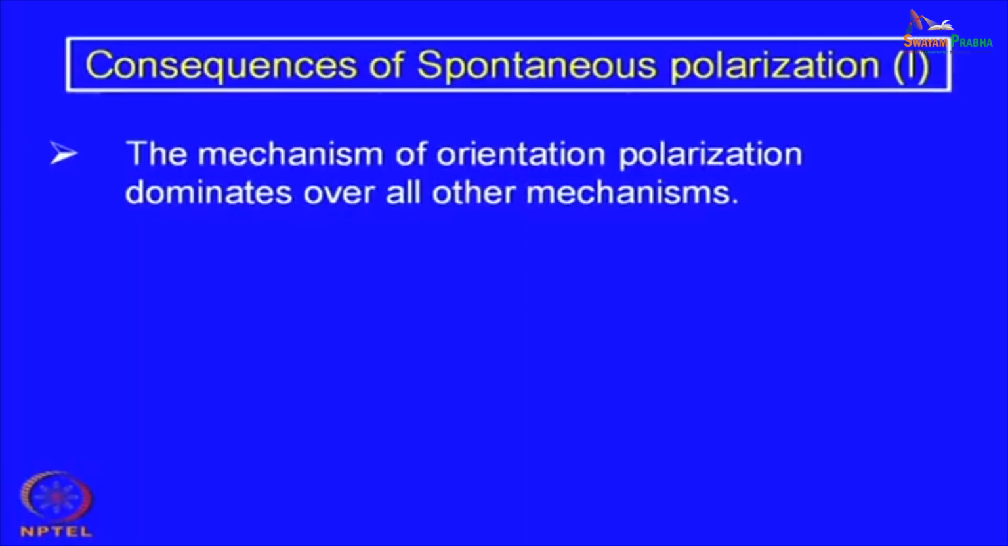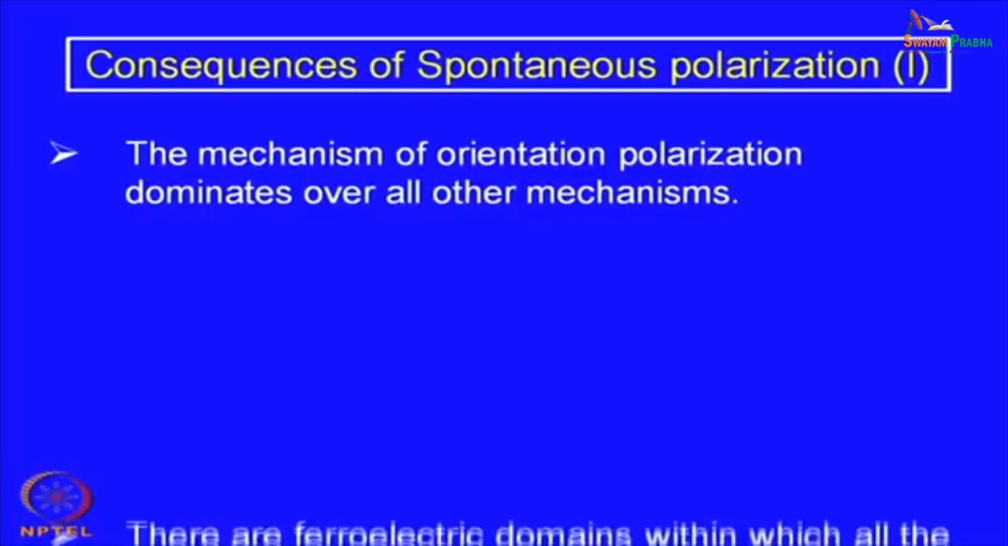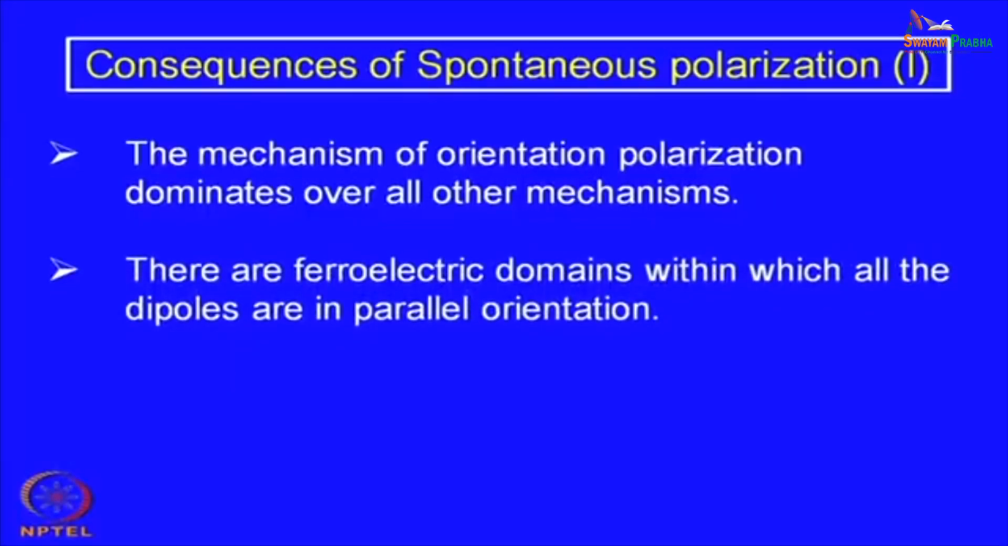Since we have a spontaneous polarization, permanent dipole moments are already there because of the lattice distortion. Out of the 4 different mechanisms of polarization, it is the orientation polarization that dominates here. It was mentioned in an earlier class that ferroelectric ceramics are dominated by this kind of orientation polarization mechanism, which is the basic mechanism giving rise to the dielectric polarization. So, that is one consequence of the spontaneous polarization.